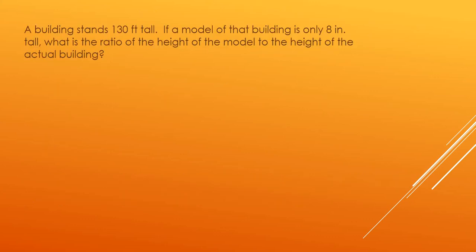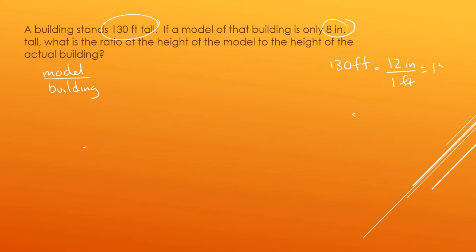Okay, so a building stands 130 feet tall. If a model is only 8 inches, what is the ratio of the height of the model? So there's my ratio, the model height as a ratio to the building. If you notice, one of them is in inches and the other is in feet, so I'm going to take care of that conversion. I'm going to change 130 feet to inches using our conversion of 12 inches for 1 foot, and that's going to give me 1,560 inches.